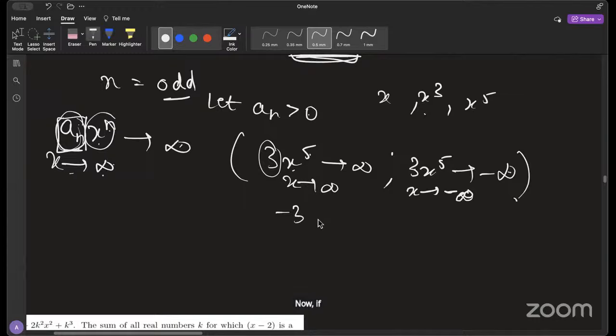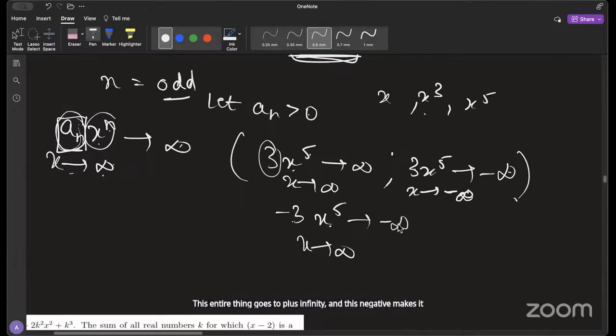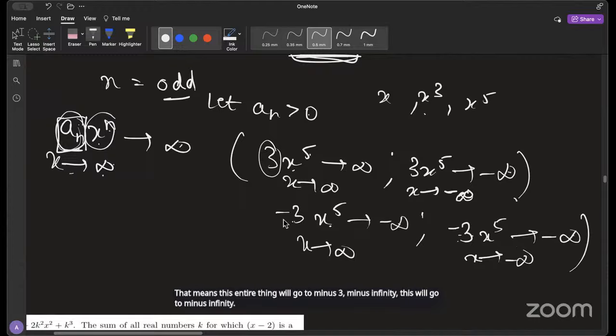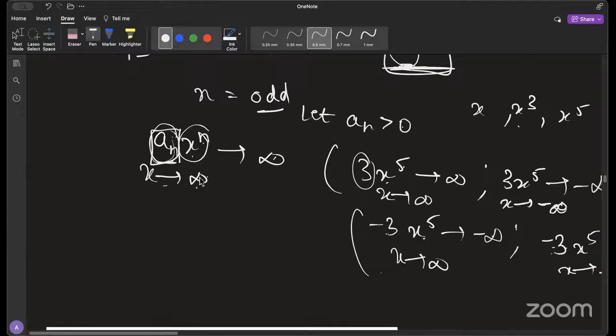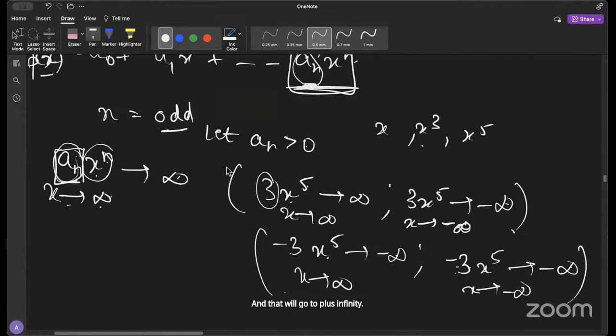Now, if you have -3x to the power 5, if your coefficient was negative, then as x tends to infinity, x to the power 5 goes to plus infinity, and the negative sign makes the entire thing go to minus infinity. And if you had -3x to the power 5 as x tends to minus infinity, then -3 is negative and x to the power 5 tends to minus infinity, so the entire thing will go to plus infinity.